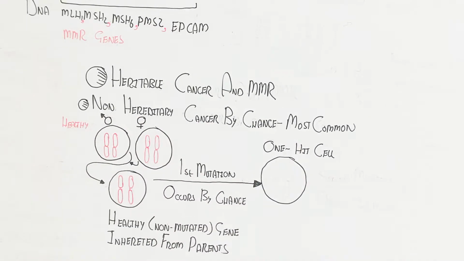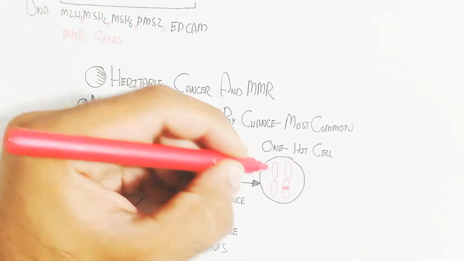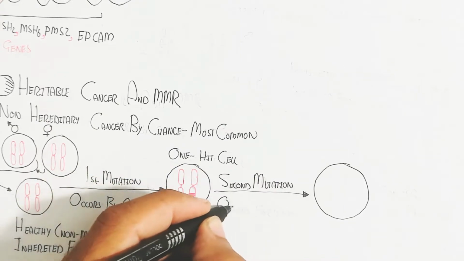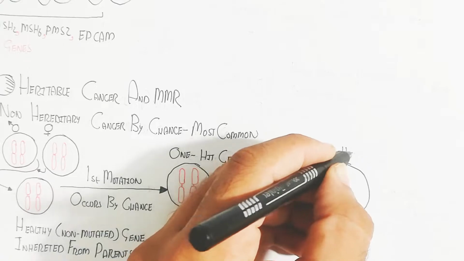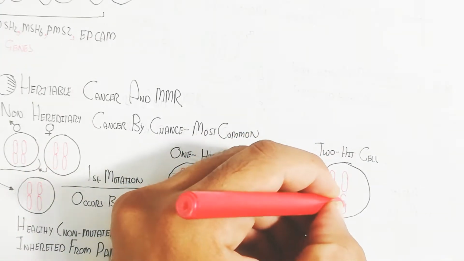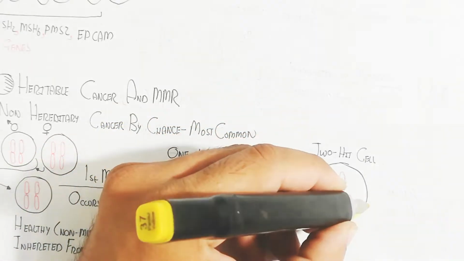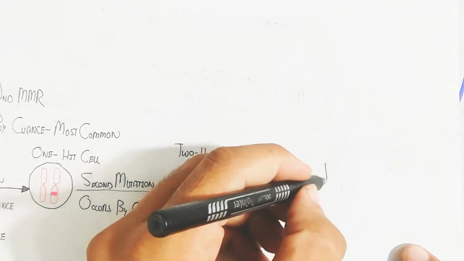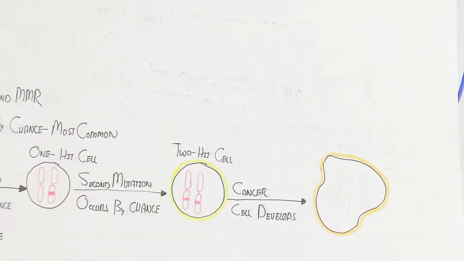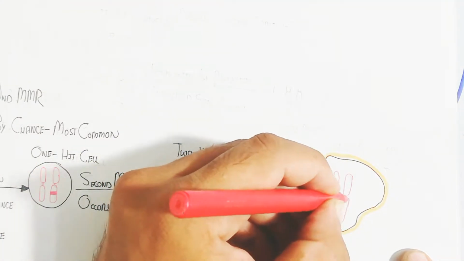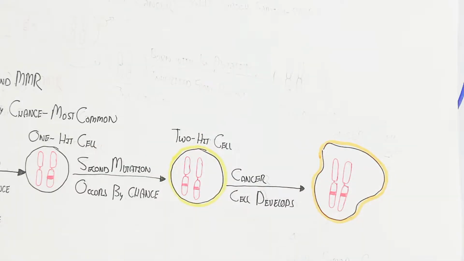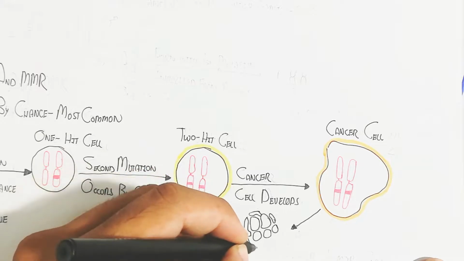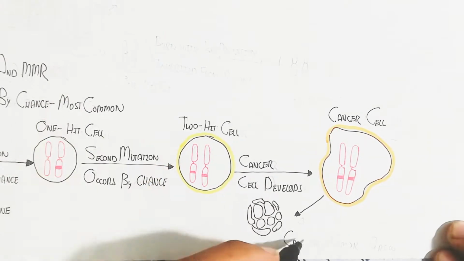In this way, the one-hit cell mutates, as shown in the diagram, and the second mutation occurs by chance. So the second mutation makes the two-hit cell. After the cell replication, the mutation will occur in both chromosomes, and the cell develops into a cancerous cell. After that, tumor growth forms due to rapid cell division, which is due to oncogene activation by the inhibition of the MMR genes, the mismatch repair gene inhibition due to methylation or epigenetic mutation. So remember that.